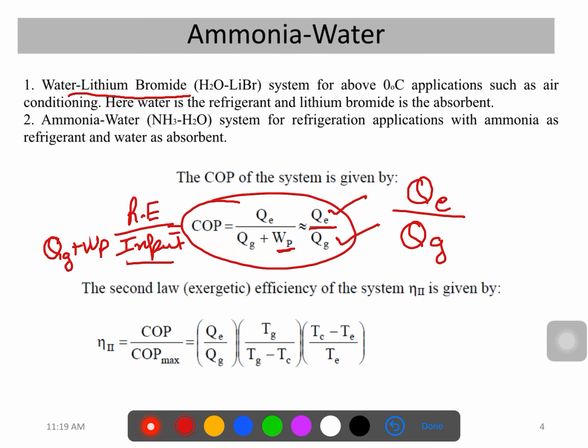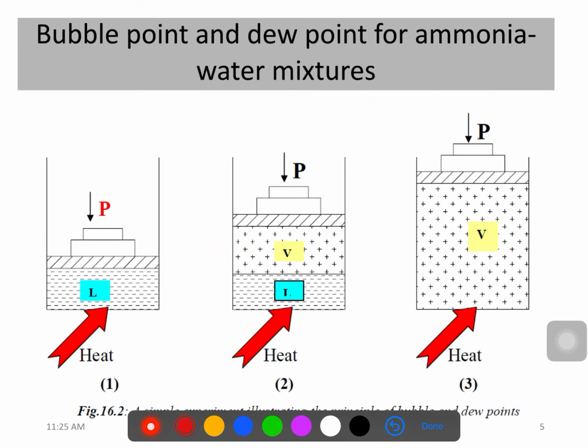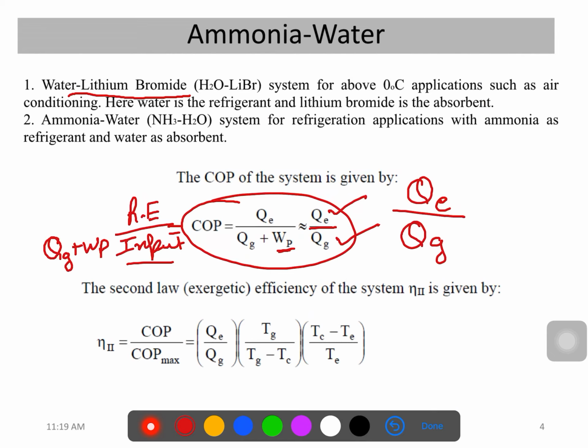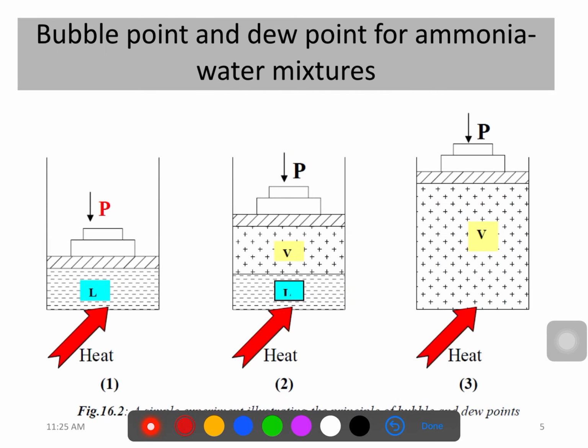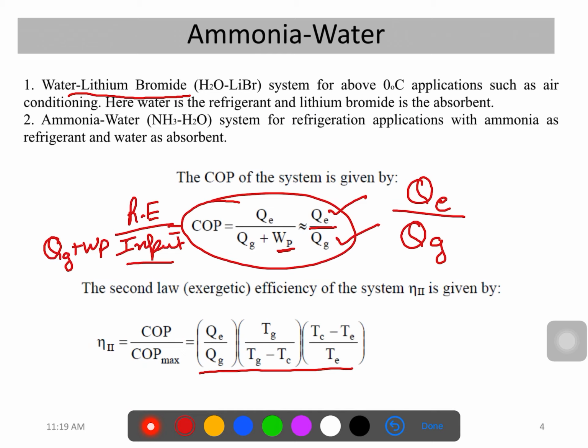If we consider the second law of thermodynamics, which is the exergy analysis, then it is COP upon maximum COP. This derivation we discussed last time, with QE upon QG. Then these temperatures are there: this temperature is the generator temperature, this is the condenser temperature, and this is the evaporator temperature. These are the temperatures you need to use to find the second law efficiency.